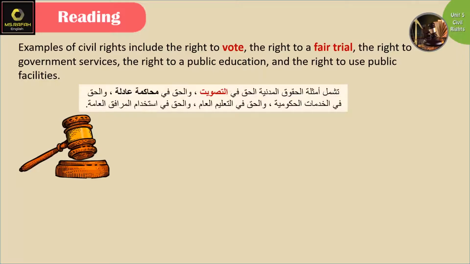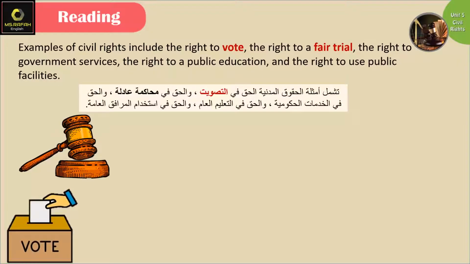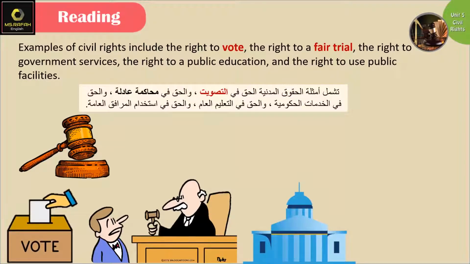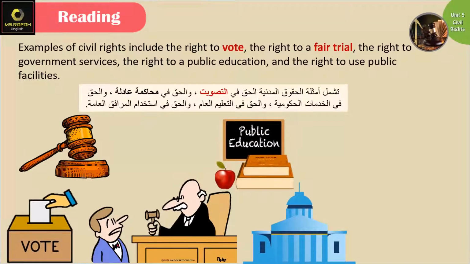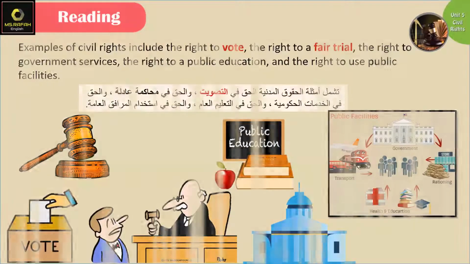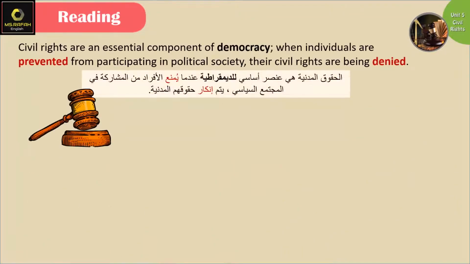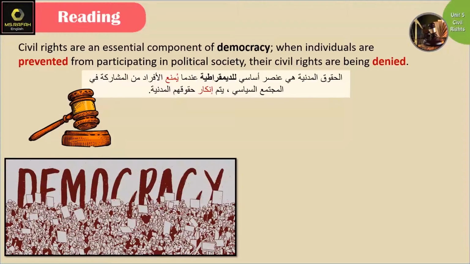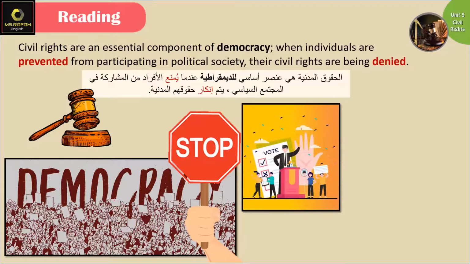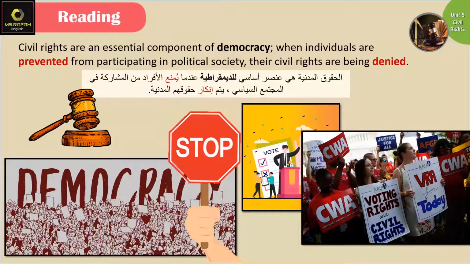Examples of civil rights include the right to vote, the right to a fair trial, the right to government services, the right to a public education, and the right to use public facilities. Civil rights are an essential component of democracy. When individuals are prevented from participating in political society, their civil rights are being denied.